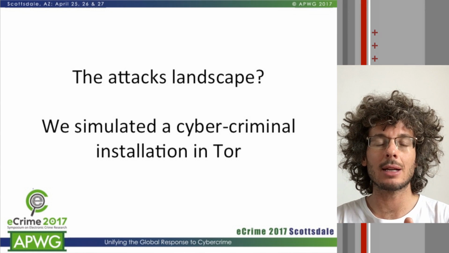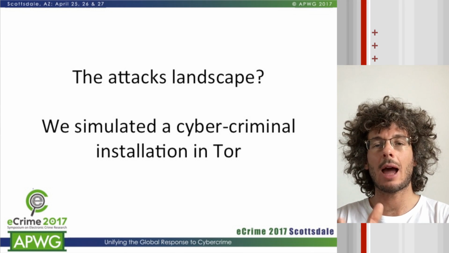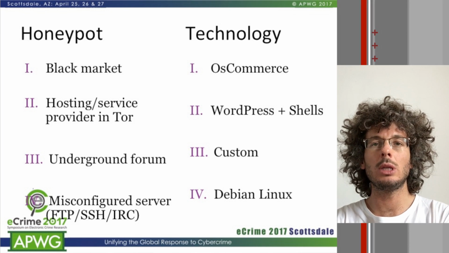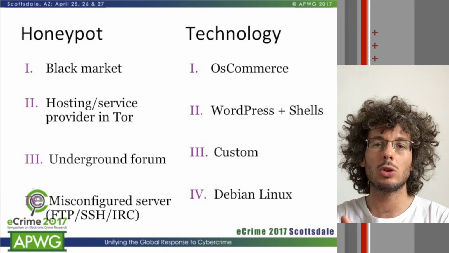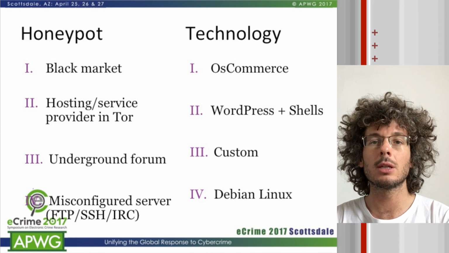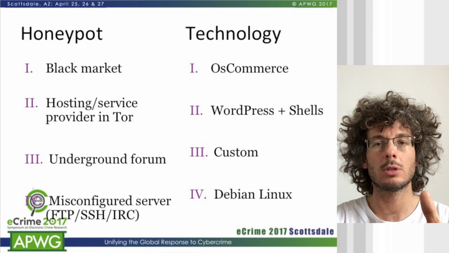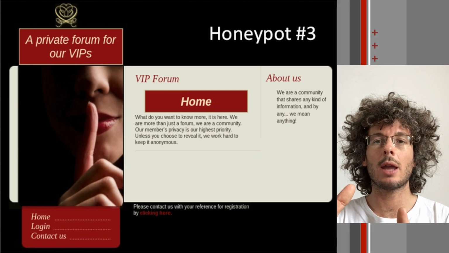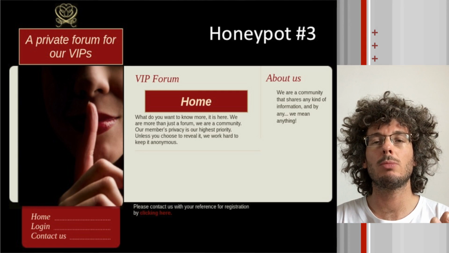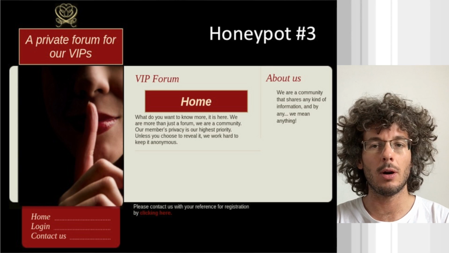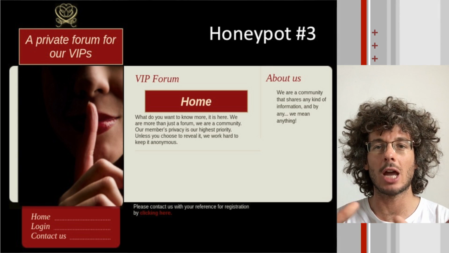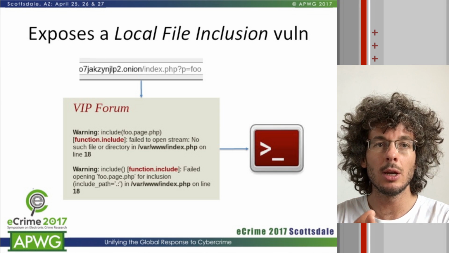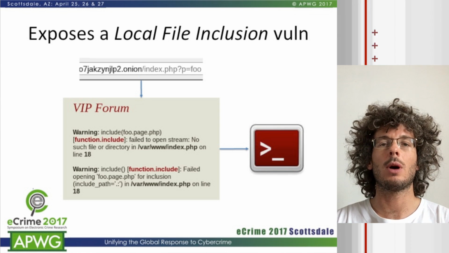But what about the attack landscape in Tor? Are there any attacks, and in which form? To uncover this phenomenon, we simulated cybercriminal installations in Tor by deploying different honeypots that would expose very shady services, like black markets or underground forums. This one is an underground forum that pretends to be a community of trusted peers that exchange very sensitive information. Of course, we also expose vulnerabilities to allow the attackers to compromise our infrastructures.